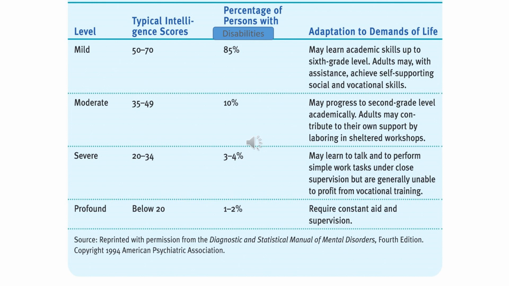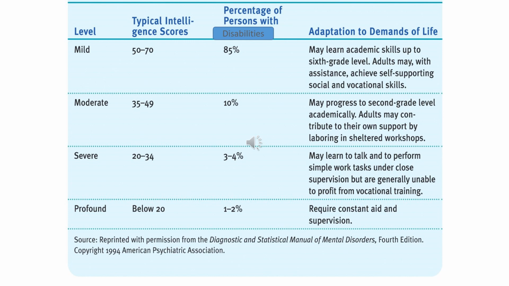So there are four different levels or degrees of intellectual disability, and these come from the Diagnostic and Statistical Manual, which lists all mental illnesses. So at the highest level, a mild level of disability, you can see the intelligence quotient would range anywhere from 50 to 70. The majority of all people with this disability fall into this category.